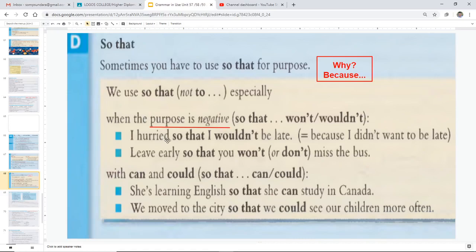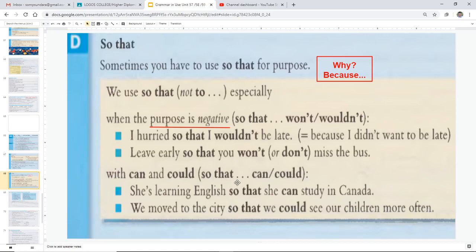Okay? I hurried so that I wouldn't be late. Why did you hurry? You didn't want to be late. Leave early so that you won't miss the bus. Or you can say, leave early so that you don't miss the bus. So notice, you're using a negative, no or not. All right? So we use "so that," especially when the purpose is negative.